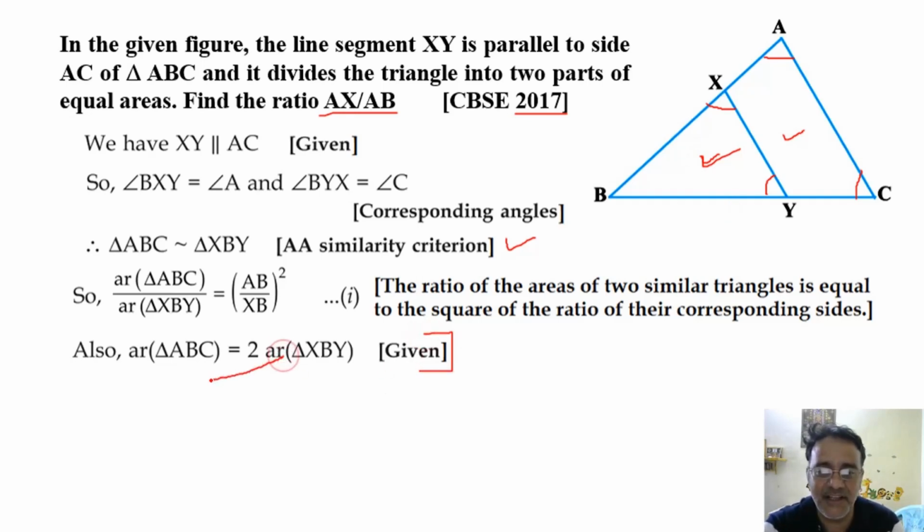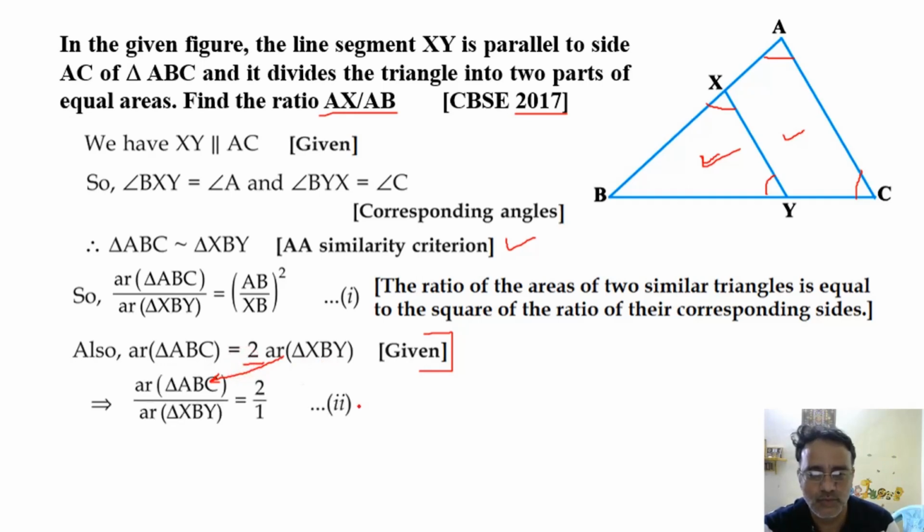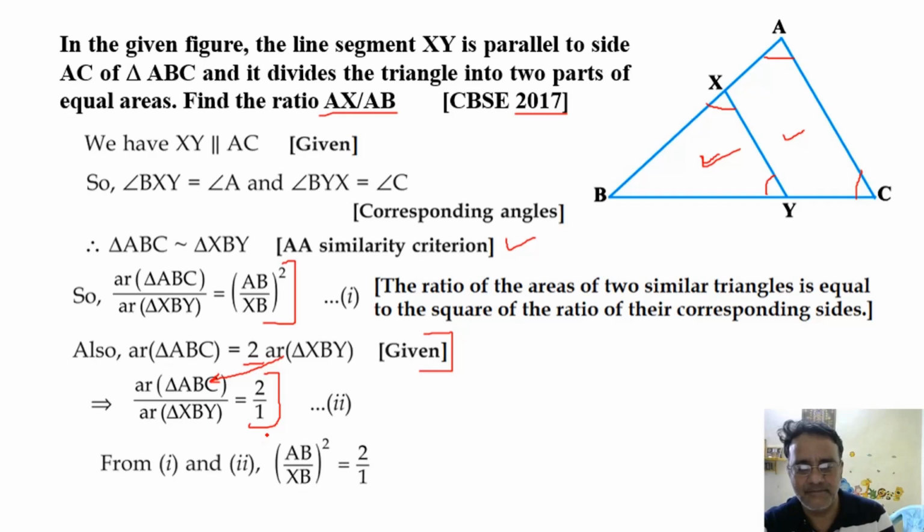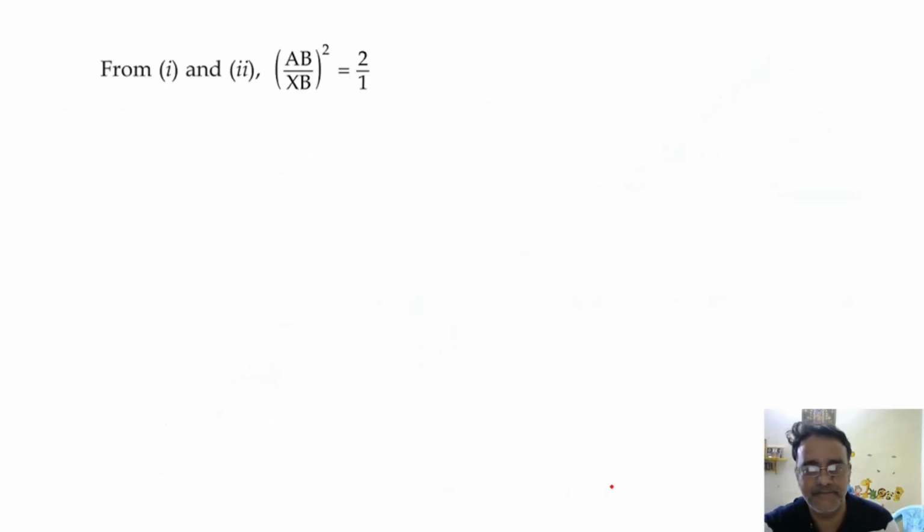So इसको यहाँ नीचे शिफ्ट कर लो. So area of triangle ABC upon area of triangle XBY will be equals to 2 by 1. और ये दोनों को फिर इक्वेट करो. So what we will get, AB upon XB whole square is equals to 2 by 1. So AB upon XB will be root 2 upon 1. This step is clear?